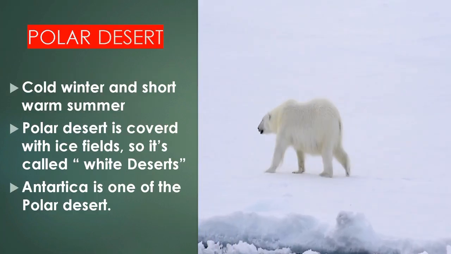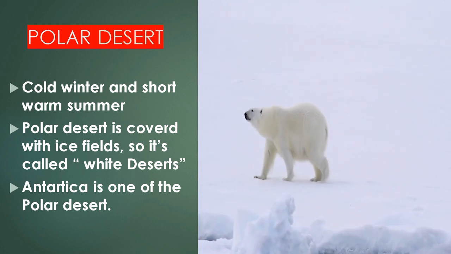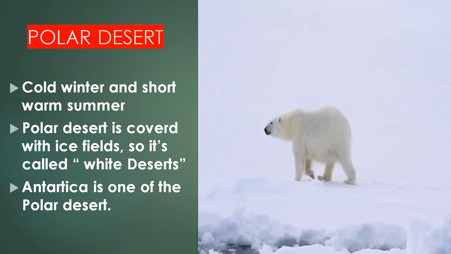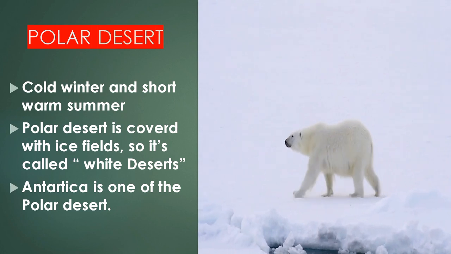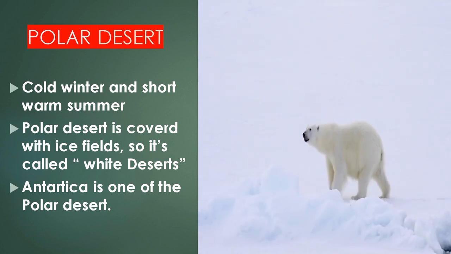Polar desert. Cold winter and short warm summer. Polar desert is covered with ice fields, so it's called white desert. Antarctica is one of the polar deserts.